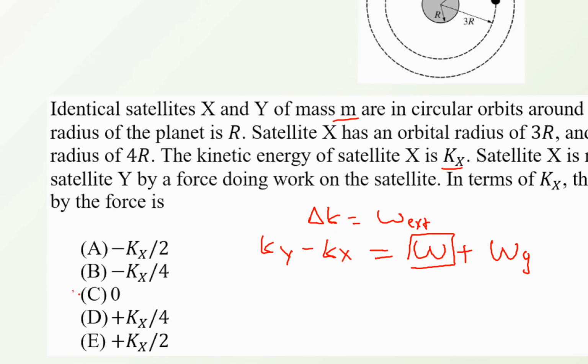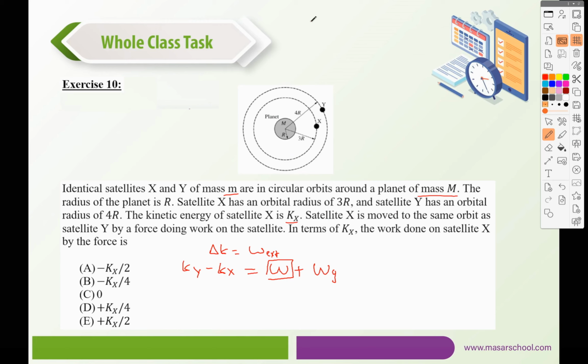Now, because our answers are being expressed in terms of kx, we need to change ky to be kx and WG to be kx as well. From the previous exercise, we know that kx over ky is equal to 4 over 3. So if you cross multiply, this means that ky is 3 over 4 kx. So now here we can say that 3 over 4 kx minus kx is equal to W.